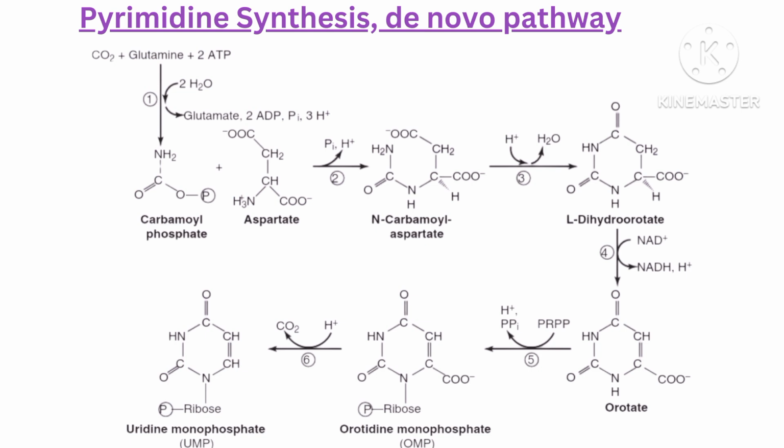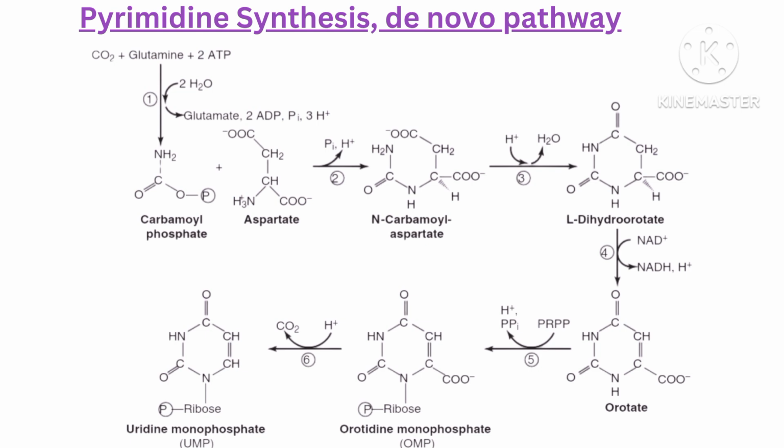The fifth step is formation of orotidine monophosphate, OMP. The enzyme involved is orotate phosphoribosyl transferase. The reaction is orotate + PRPP, phosphoribosyl pyrophosphate, producing orotidine monophosphate, OMP, + pyrophosphate.